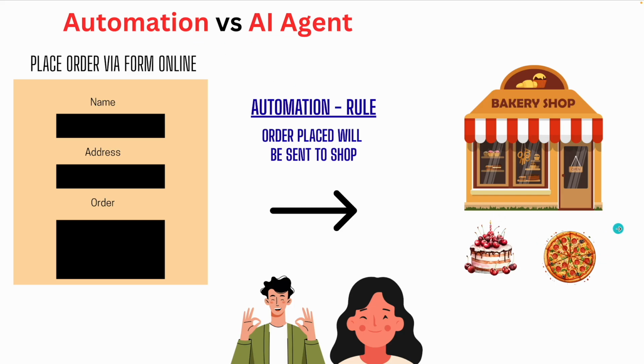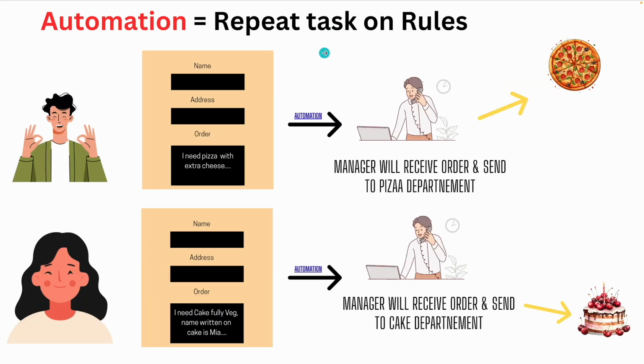So automation is simply going to work on rules. Whatever rules you set, it will repeat the same tasks again and again. So new people will come, they will place the order, and through the automation we have set the rule that the order will go to the shop. That rule it will follow, and the automation cannot go beyond the rule. Whatever rules we have set, it has to follow, and it has to stay within the rules.